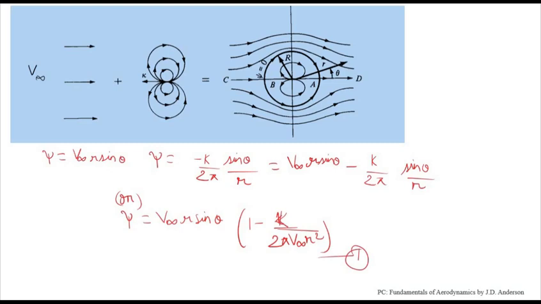Now over here we'll introduce one new variable, capital R square, and let us say that this is equivalent to kappa by 2 pi V infinity. If I substitute this R square and manipulate equation 1 mathematically, that results in psi equal to V infinity r sine theta multiplied by 1 minus capital R square by small r square. This is our equation 2.